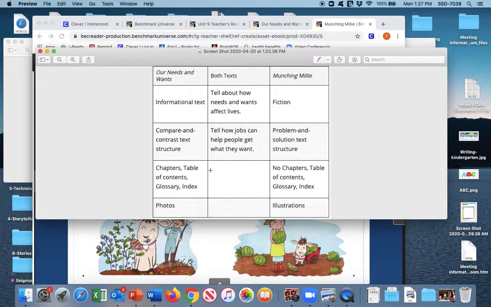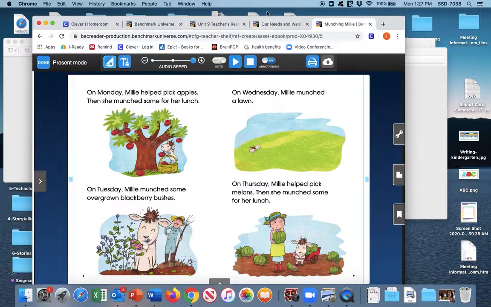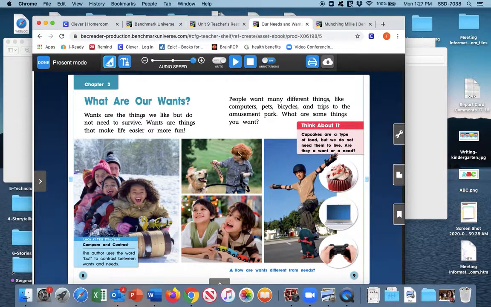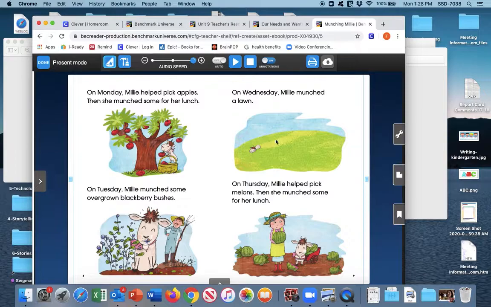The last thing is we have comparing and contrasting the text structure and problem and solution. So what that means is, if we go back to this story, this is more of a comparing and contrasting. Throughout this informational text, it is talking over and over about needs and wants and the differences between needs and wants and comparing and contrasting needs and wants. But in our story of Munching Millie, this is a story that is all centered around Millie and her problem and how to solve that problem. So that is the last and final difference on our chart.